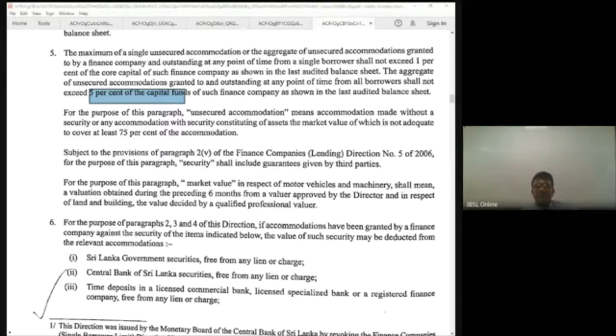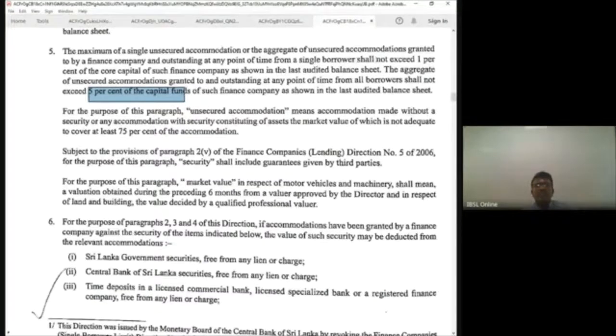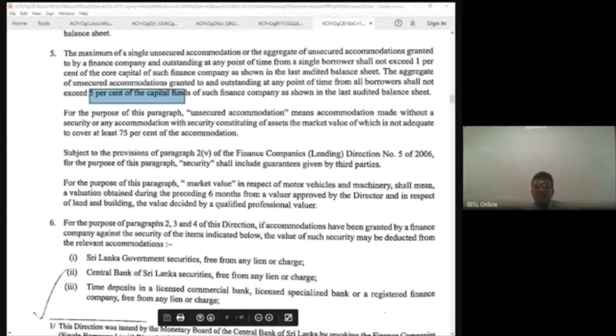Now, the other side. A single unsecured accommodation shall not exceed 1% of the core capital, right? So the percentage will vary. For unsecured, 1% of the core capital. Now, core capital consists of, right? If that is unsecured, that should be 1% of the core capital. Capital consists of retained earnings, and finally, even redeemable preference shares. But core capital means what?